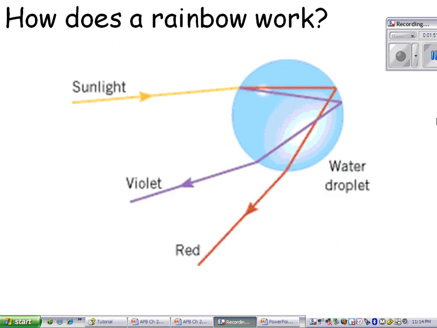Which now leads us into why a rainbow occurs. So you have the sunlight come in, the raindrop acts like a prism, and so the light starts to refract and separate. And the back of the raindrop actually acts as a mirror. We have total internal reflection occur, and so it bounces off the back, and then we have refraction again, and the light rays are separated.